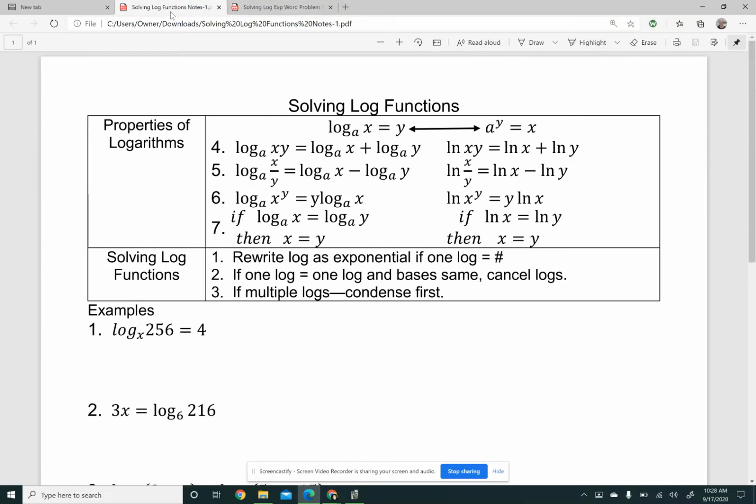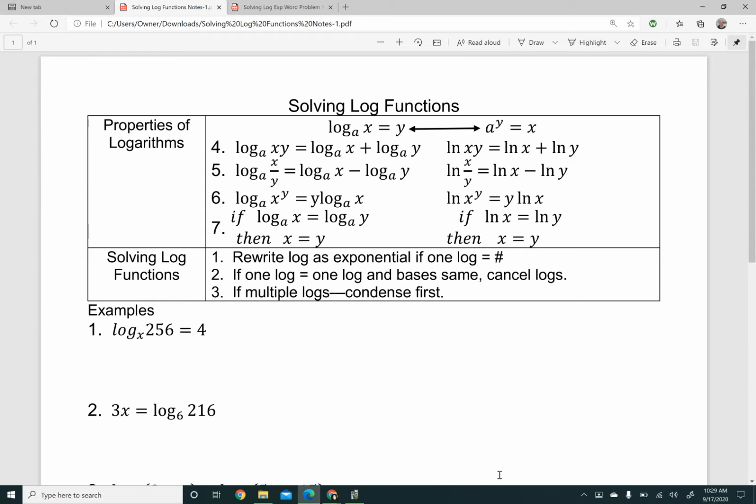Okay, so today we're going to talk about solving log functions. You'll notice that in the notes portion there's nothing to fill in. We've already done these properties of logarithms up here. We did them last week. And I just want to remind you about changing logs into exponentials and exponentials into logs.